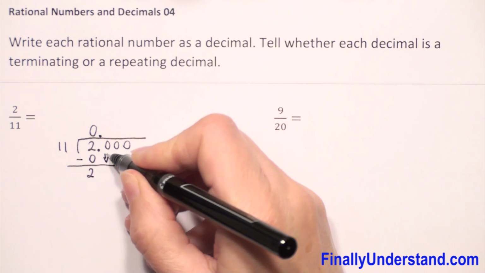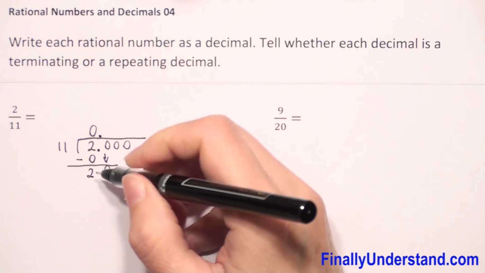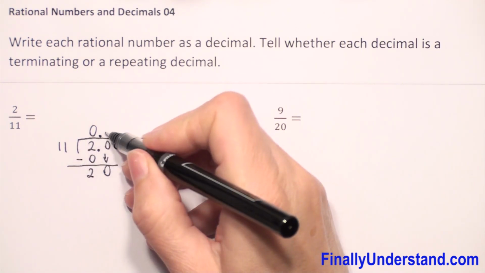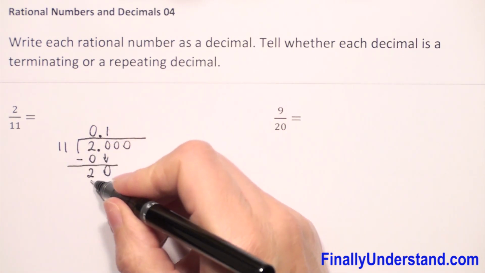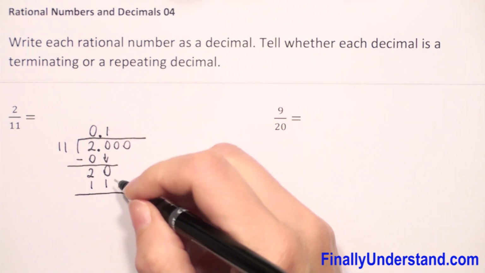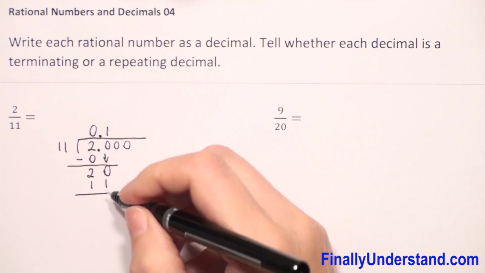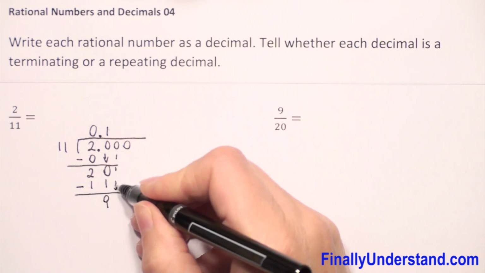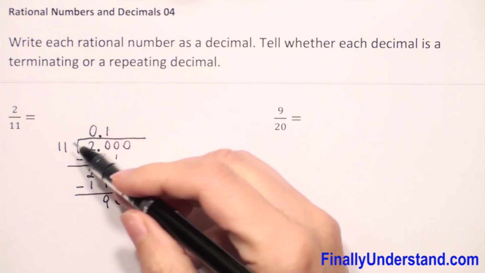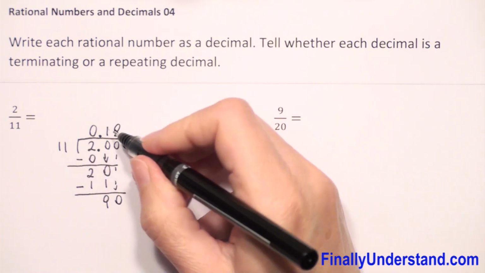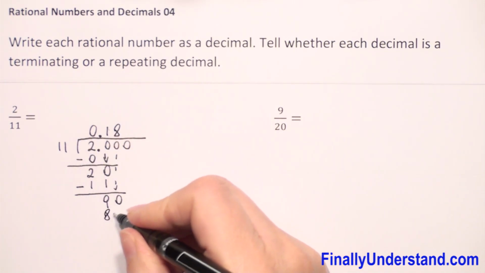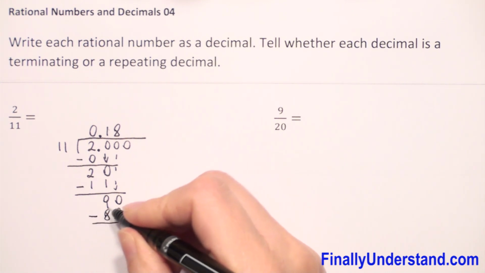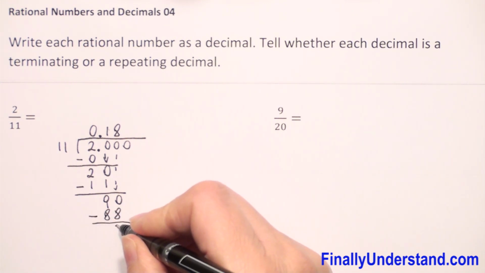We take down the first 0. Now we divide 20 by 11, which is 1. 1 times 11 is 11. We have to do subtraction. 20 minus 11 is 9. We have to take down the next 0. 90 divided by 11 is 8. 8 times 11 is 88. Subtraction. 90 minus 88 is 2.